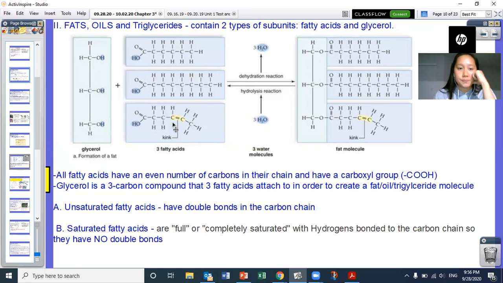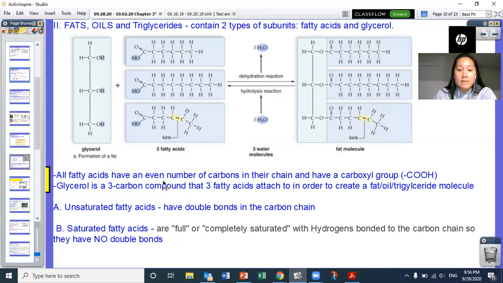And so when you pull off this H and this OH, you get a water. When you pull off this H and an OH, you get another water. And if you pull off this H and another OH, you get a third water. And so by removing 3 waters, you can combine the glycerol with the 3 fatty acids into 1 fat molecule. And this is one whole lipid, right? So a lipid is kind of like a capital E shape. On the other hand, if you go the other way and you add in 3 waters with an enzyme, then you can break them back apart into the 1 glycerol and 3 separate fatty acids.